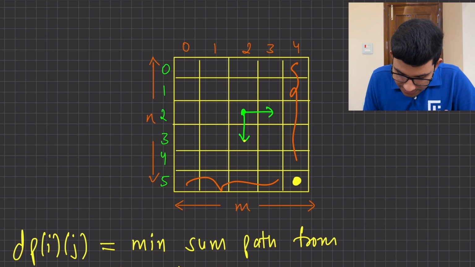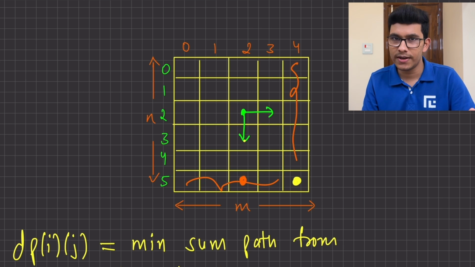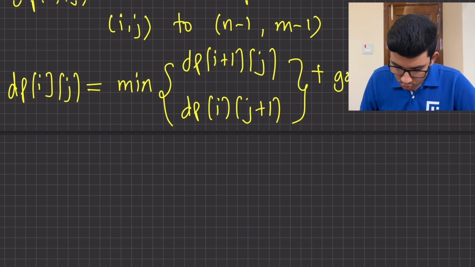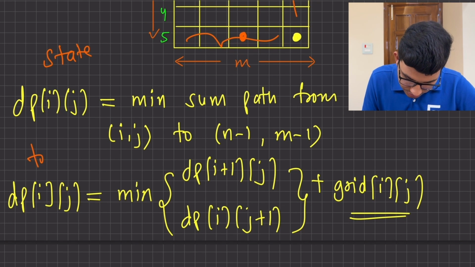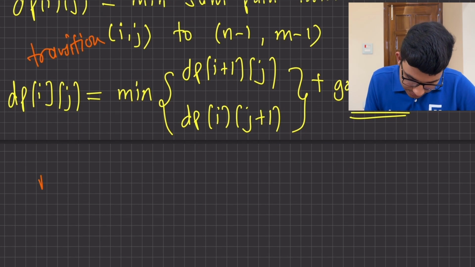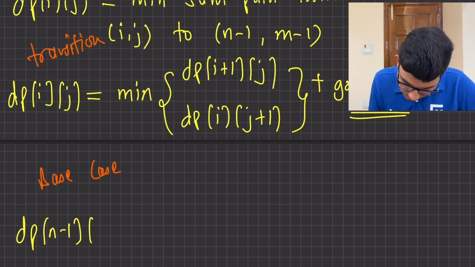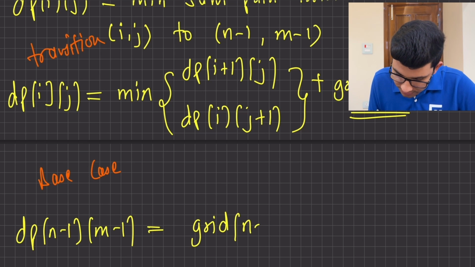What you can say is that when you are in a cell in the last row, you will not consider the possibility of going down. You will only consider the possibility of going right. You can just add simple if statements. So if this was the state and this was the transition, the base case would be this: DP of n minus 1, m minus 1 is equal to simply grid of n minus 1, m minus 1.